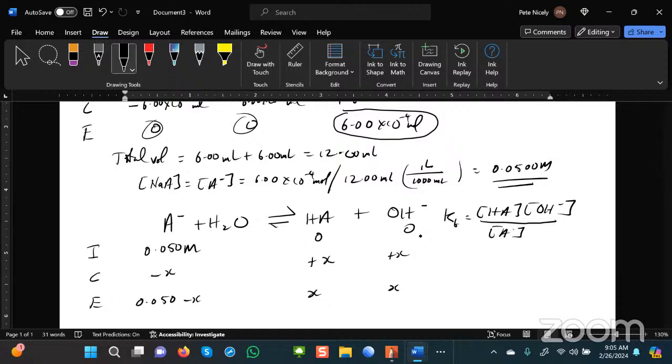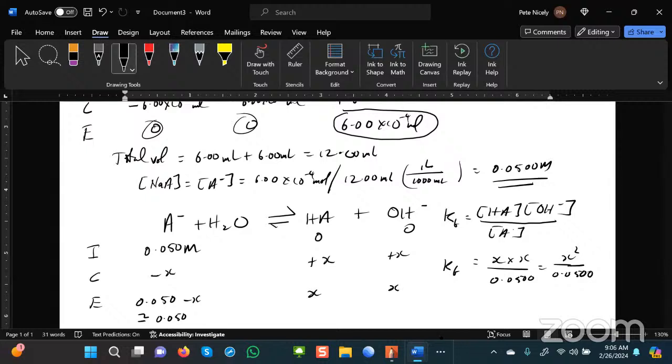Now, we can make an approximation here that X is small compared to 0.050. So we can say that this is approximately equal to 0.050. So when we plug these values into this equation, you're going to end up with X times X over 0.050, which will be equal to X squared over 0.050. That's equal to Kb. But the question now arises, what is Kb?